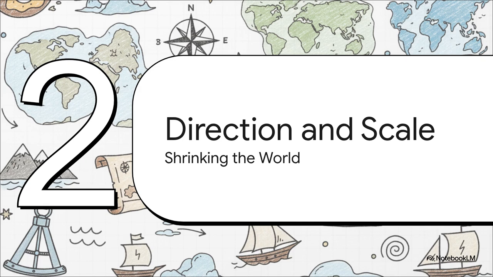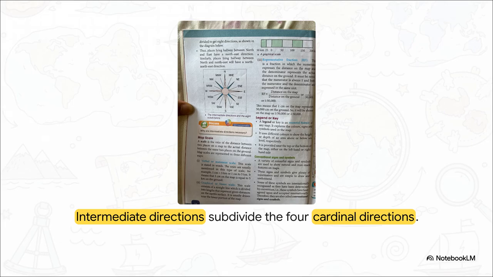Moving on to Section 2, finding direction and scale, or how we shrink the world. Now let's explore how we actually orient ourselves. You've probably seen a compass rose before, and it brilliantly illustrates the whole concept of direction. You definitely know the 4 main cardinal directions, right? North, south, east, and west. On most maps, north is that arrow pointing straight to the top.